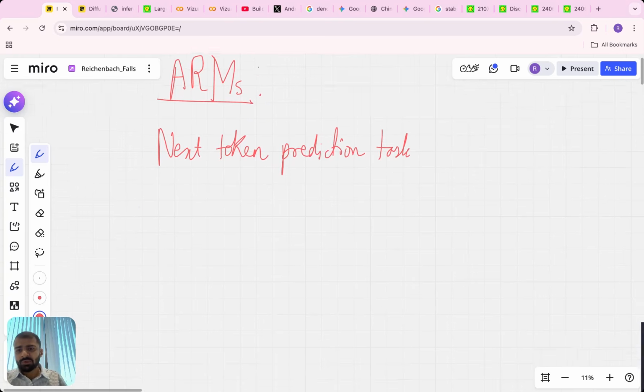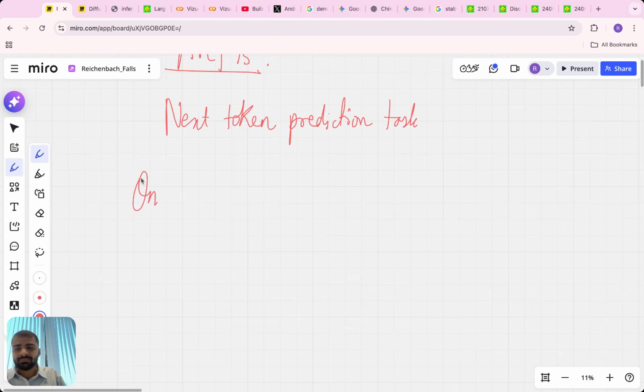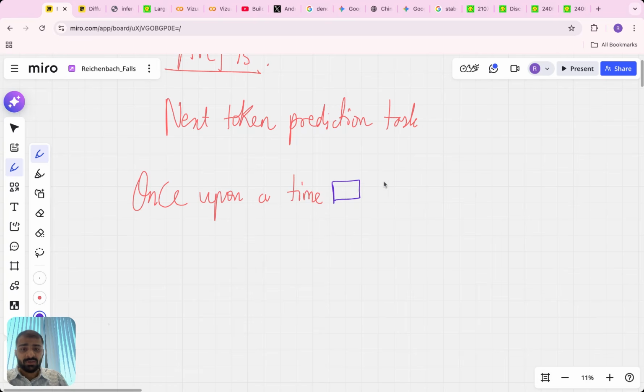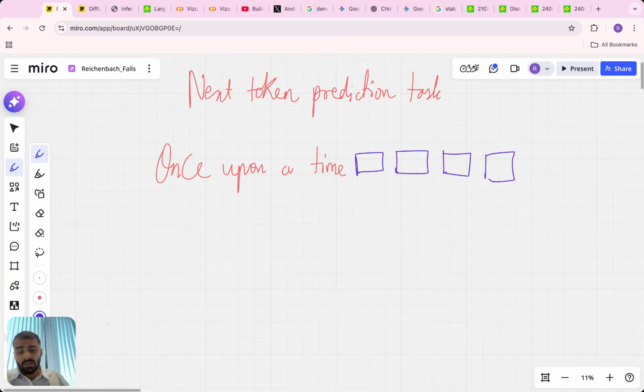So during inference time also, let's say I give a prompt, "once upon a time," and I want the language model to complete this prompt. It will not generate many tokens at once from all directions. It will generate one token after this, then the next token, then the next token, right? So it's one token at a time. And this is the main concept behind what is called an autoregressive model.